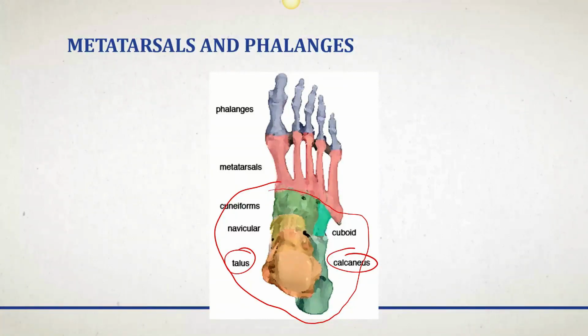The metatarsals go through the sole of the foot, and then the phalanges, similar to the fingers, that's where the toes are going to actually separate.